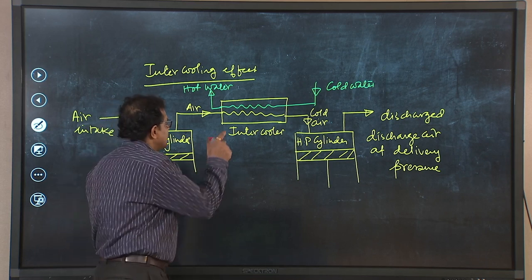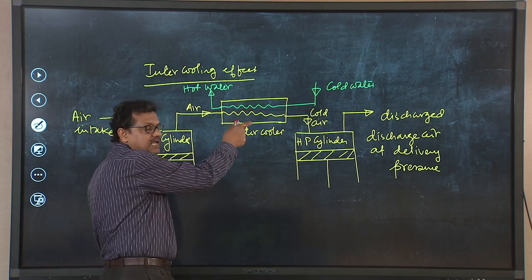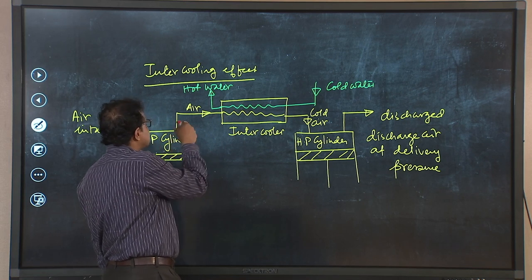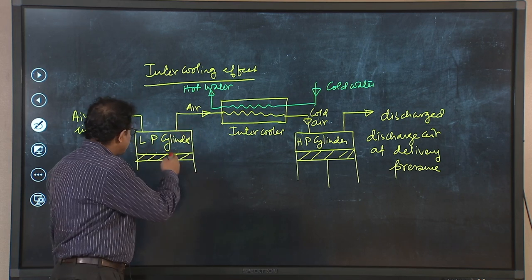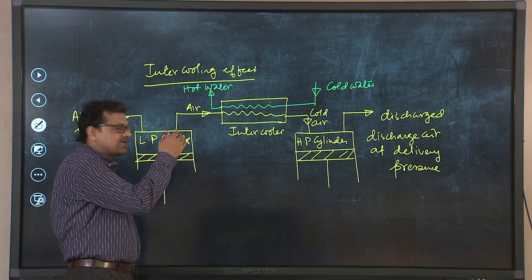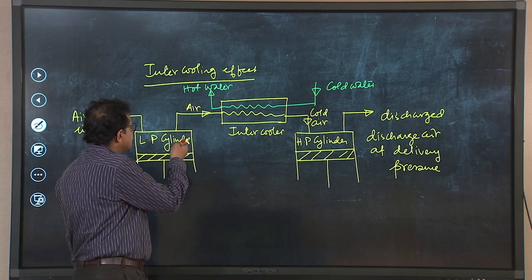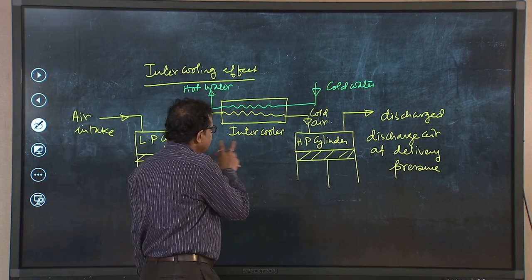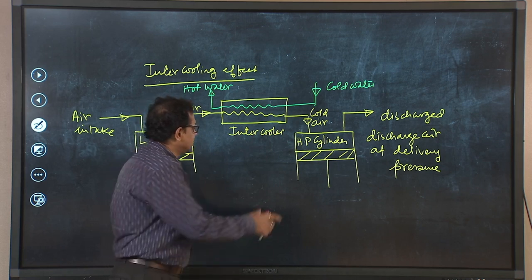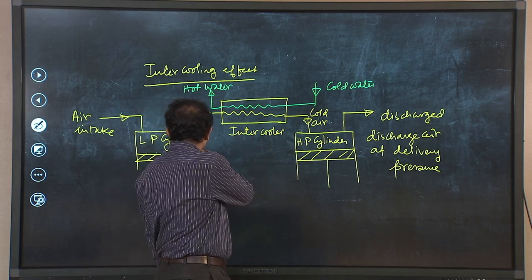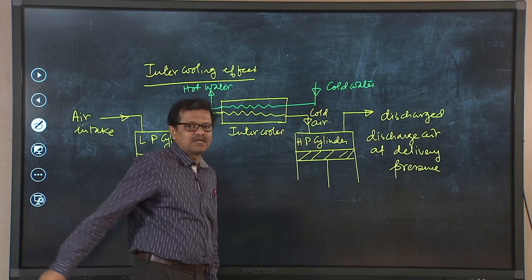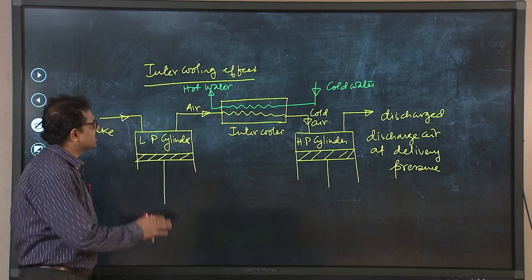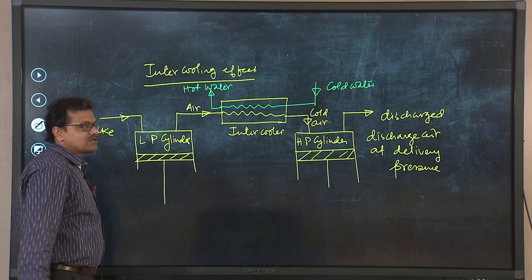This cooling should take place at a pressure which is at least the pressure developed by the first cylinder, or in between the pressure developed by the first cylinder and that developed by the second cylinder. So that would be an intermediate pressure stage. This is basically the intercooling effect.